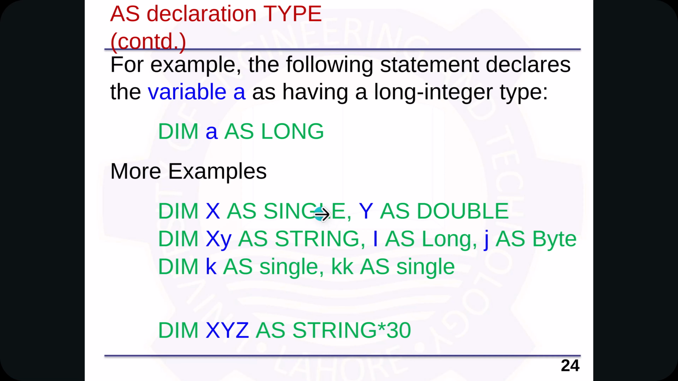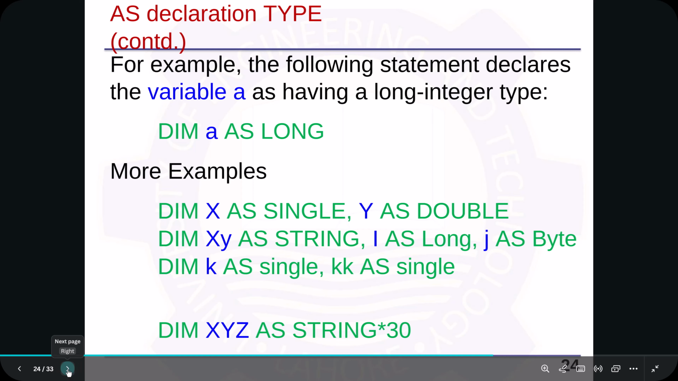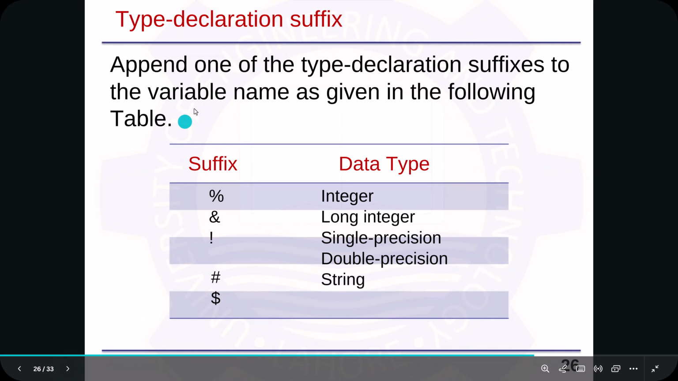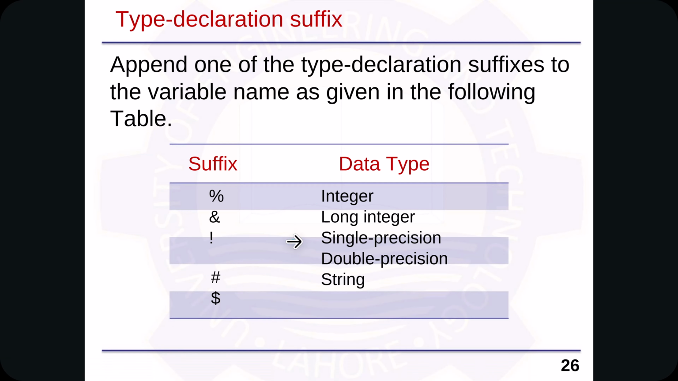So let's continue. We also have the type declaration. The type declaration is a shorter version of the AS declaration, because it is not that chunky. You just have to append one of these suffixes that we have here at the end of the variable name, then that is it.